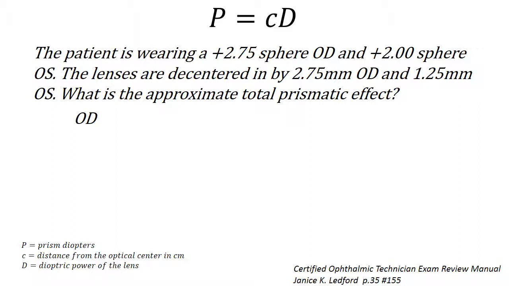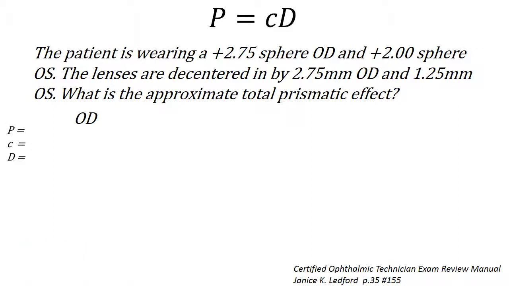Okay, so we'll start with figuring out the right eye, and we'll define our variables. We're looking for the prismatic effect, so we're looking for P, we don't know P. C, the lenses are decentered in by 2.75 millimeters. We want C in centimeters, so instead of 2.75, we're going to put 0.275. And then the right lens power is plus 2.75 diopters. Then we just plug the numbers into the formula and solve.